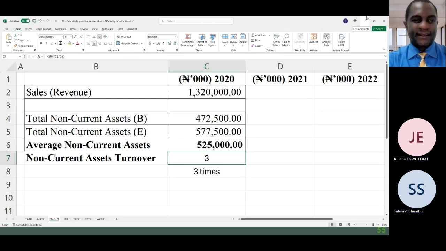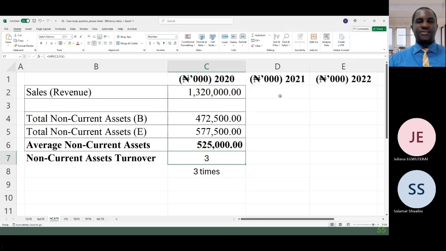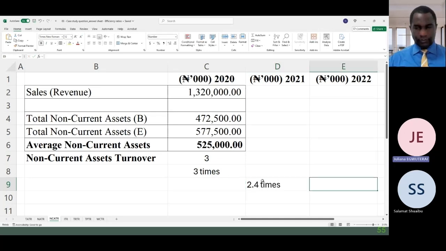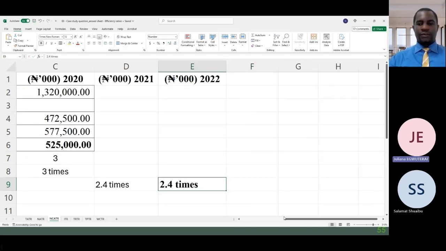All right, so we are looking at non-current asset turnover. What are your figures? Salmat, get ready with your calculator to engage too. 2021, 2022. Julie, what did you get? Just a minute. I was waiting for the link. Yes, 2.39, that's 2.4. Okay, 2.4 times. Then the other one is 2.4 as well. Okay, times. Fantastic.